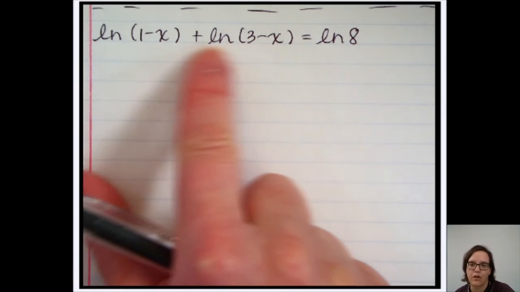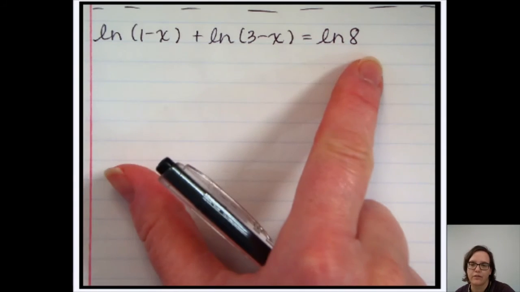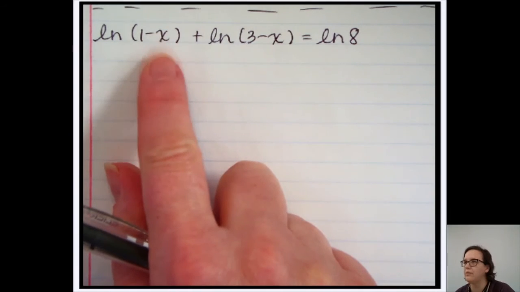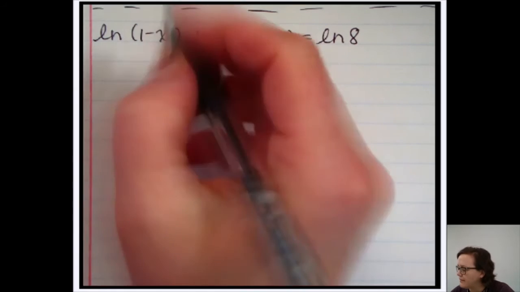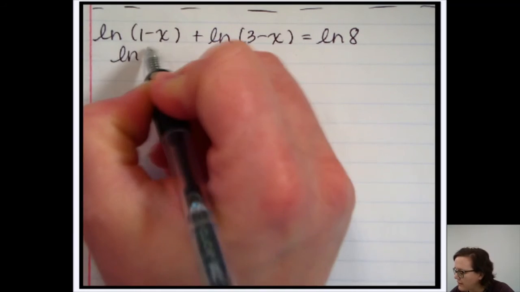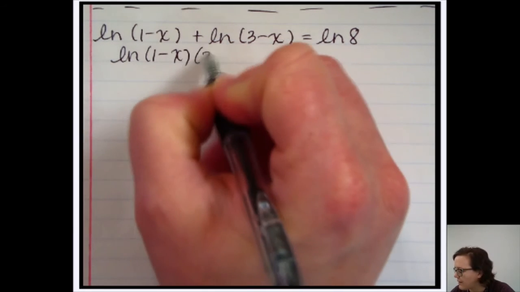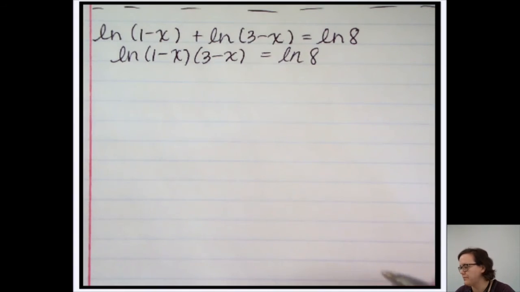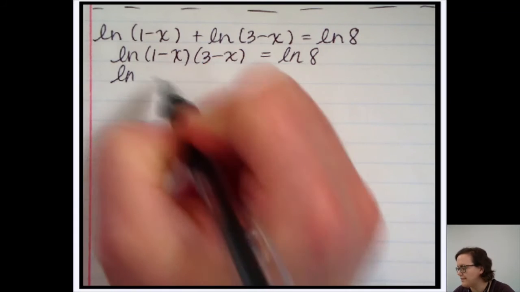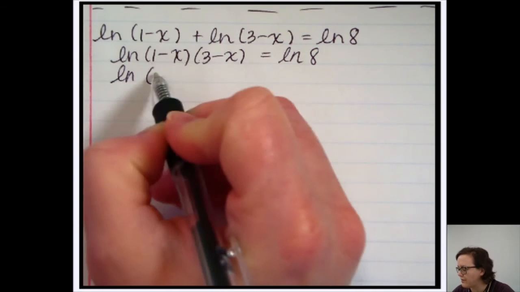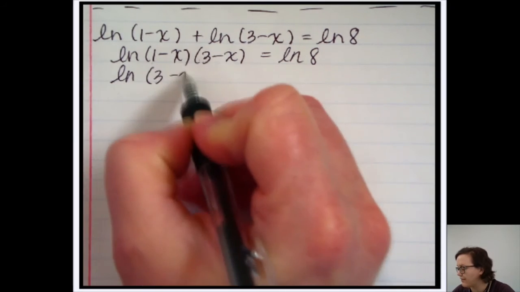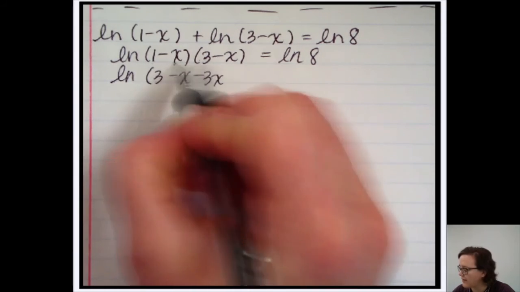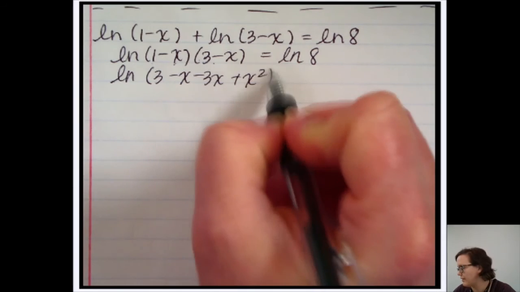So this one has 2 logs and this one has a single log, so let's leave this one alone, but let's combine this one. So what do we do when we have a plus? That's right, we want to multiply. So we take 1 minus x times 3 minus x equals natural log of 8. And we could go ahead and multiply this out. So 1 times 3 is 3, 1 times negative x is negative x. Negative x times 3 is negative 3x, and negative x times negative x is x squared.